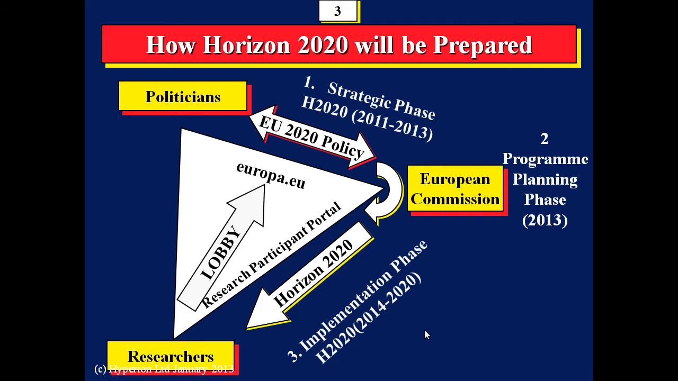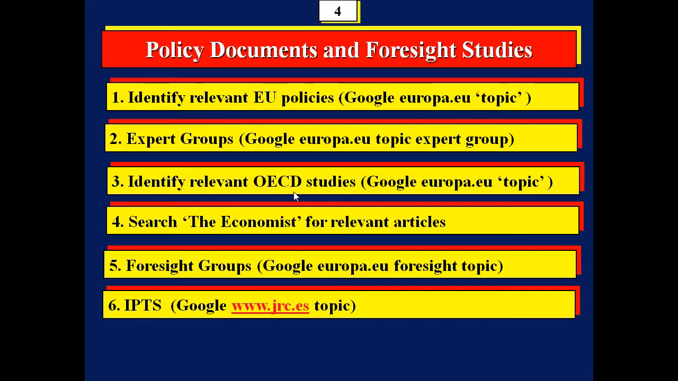So the first exercise you're going to do is Google Europa.eu and your topic. So I'll just use photonics as a case study. Google Europa.eu photonics and you'll see everywhere that photonics came up in the debate. So we'll start with Google Europa.eu photonics. Now another interesting one is to do Google Europa.eu photonics expert group or advisory group. And this will show you if they've established a real set of advisors on the programs.